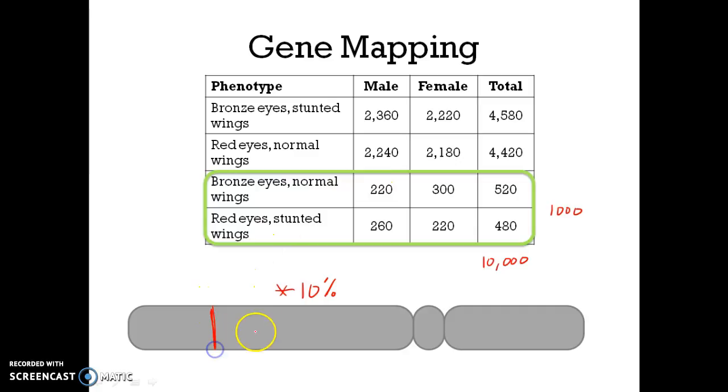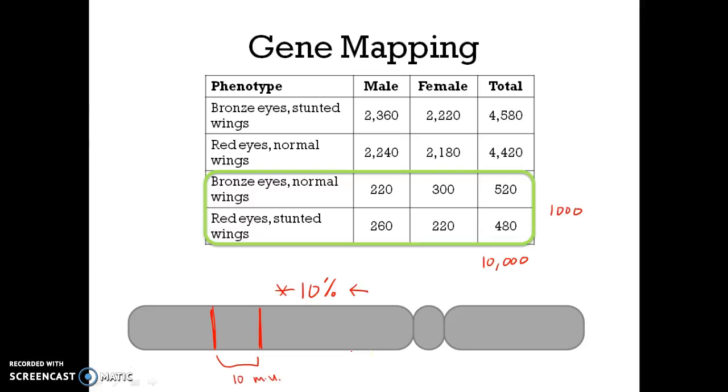So here's the gene for eye color, here's the gene for wing shape. Now, they are an arbitrary unit of 10 map units away from each other on a chromosome. So they're fairly close together because they don't cross over very often. Remember, the larger our recombination value, the farther away those genes are going to be. The farther away they are, the more chances they have to actually cross over during that prophase 1 of meiosis.